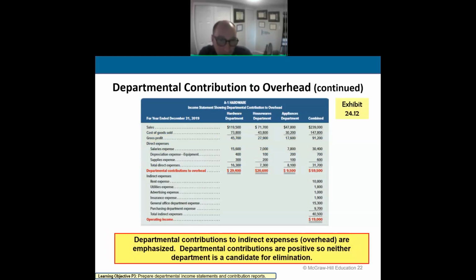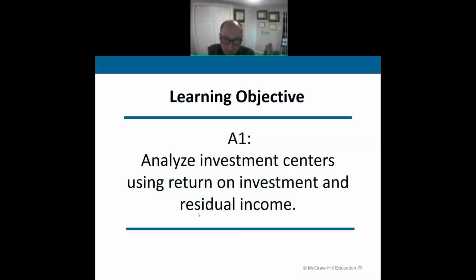Sales minus cost of goods sold equals gross profit, minus your direct expenses gets you your departmental contribution to overhead. Departmental contribution to overhead minus the indirect expenses is total net income for the whole company. That's why we look at it that way. We analyze each department. We want to eliminate the ones that are not profitable, or figure out a way to better control their costs.